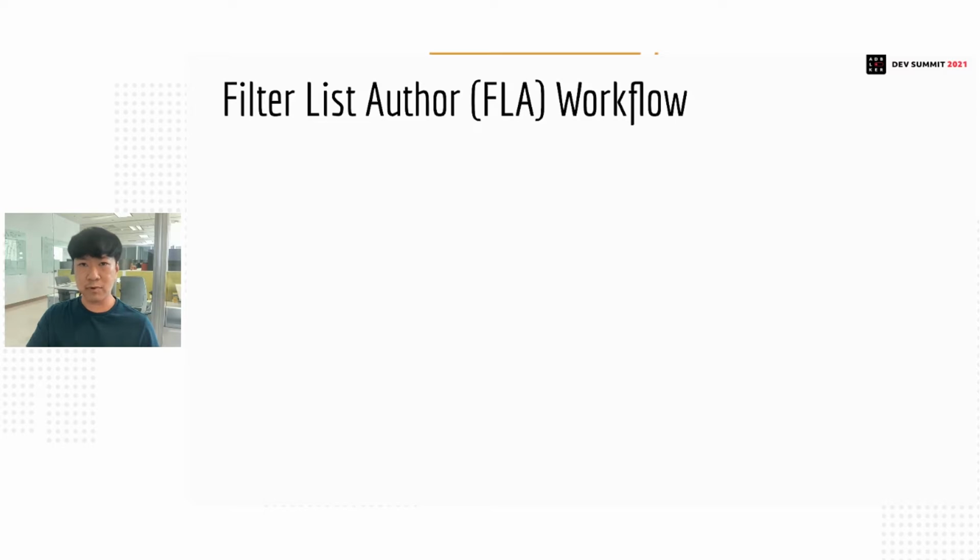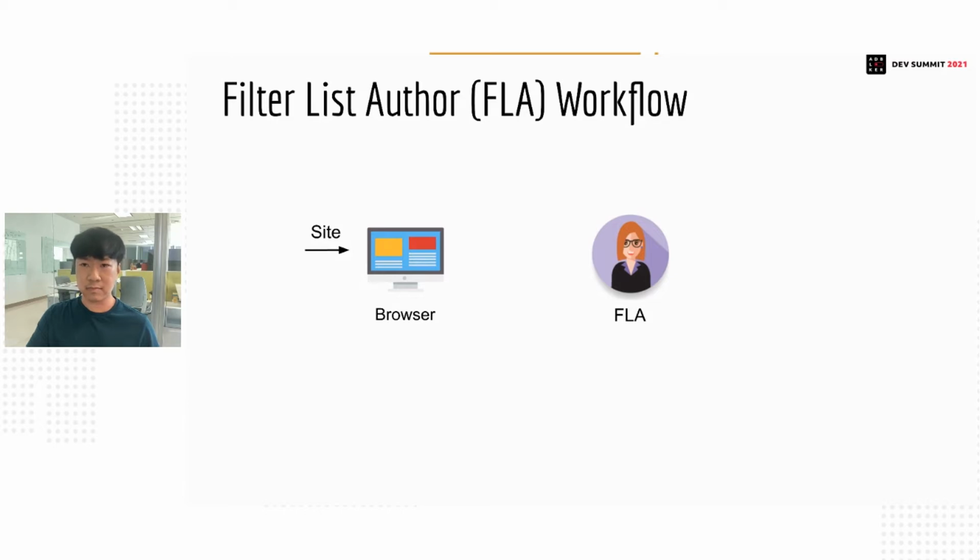So for example, given a filter list author and a site and a browser, they are tasked with creating rules that can block ads and not break the page. And here we define breaking the page as just legitimate visual components of the page that are missing, such as images. And here I'll focus mainly on network blocking filter rules.